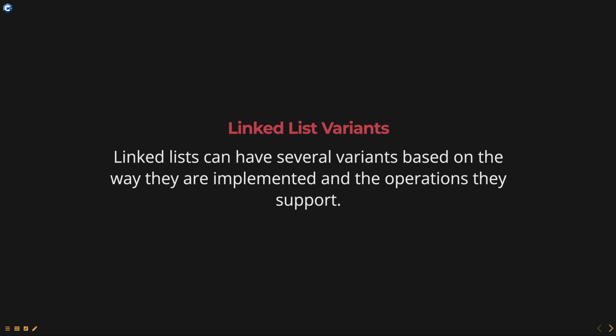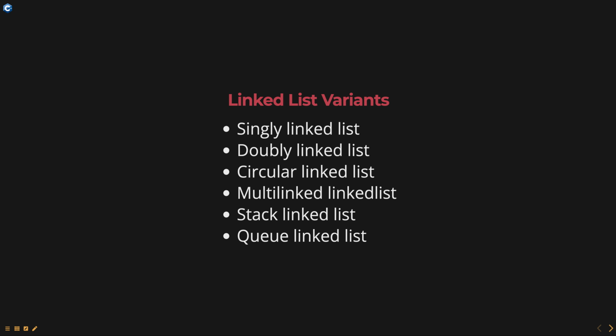Some common variants of linked lists include singly linked list. In this type of linked list, each node has a reference to the next node in the list, but not the previous one. In doubly linked list, each node has a reference to both the next and previous nodes in the list.